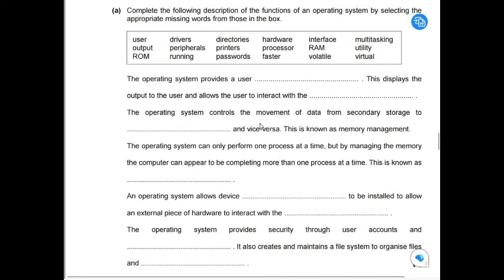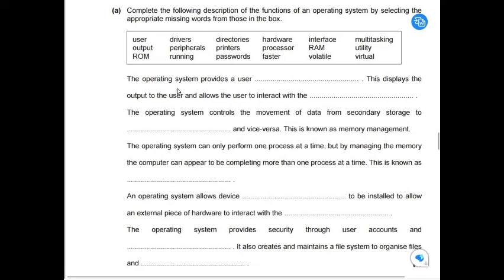Operating system controls the movement of data from secondary storage to RAM and vice versa. That's memory management. The operating system can perform one process at one time, but by managing the memory, the computer can appear to be completing more than one process at a time, which is called multitasking. So an operating system will allow device drivers to be installed to allow an external piece of hardware to actually interact with the processor. They won't accept CPU because that's not an option in there, so you'd have to say processor. So you have to use the words that they give you. If you say CPU, that's wrong. If you say processor, that'll be right because that's what they've given you. The operating system provides security through user accounts and passwords. It also creates and maintains a file system to organize files and directories.